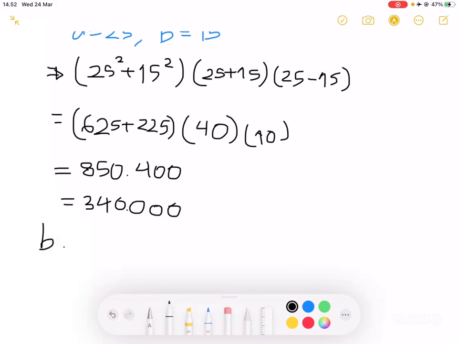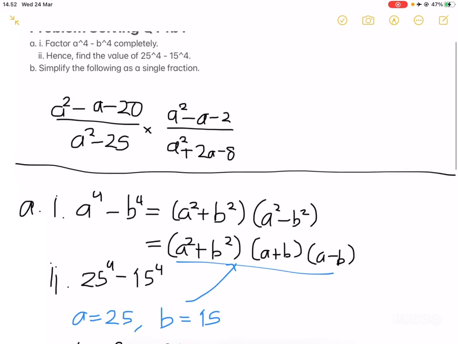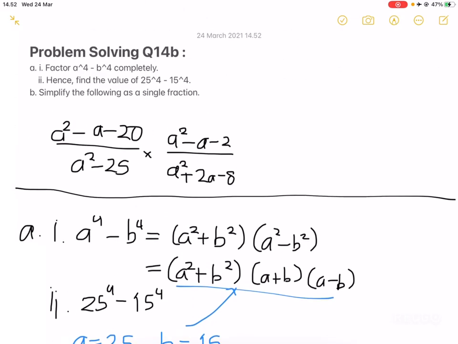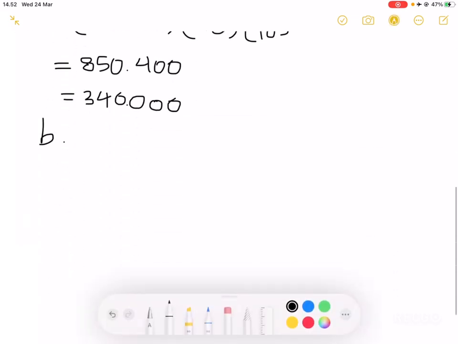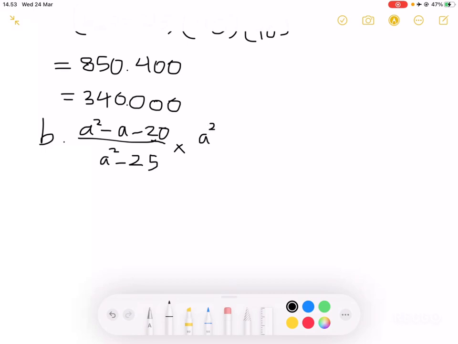For part B of this question, we need to simplify this expression. So I'll just rewrite that for you guys. That will be a squared minus a minus 20 all over a squared minus 25, times a squared minus a minus 2 all over a squared plus 2a minus 8.